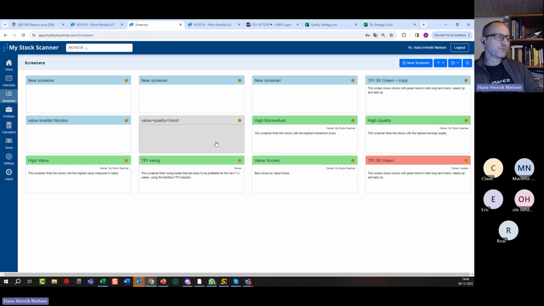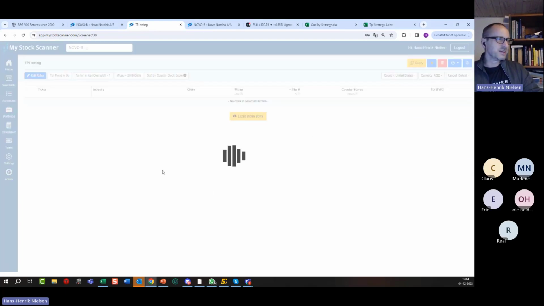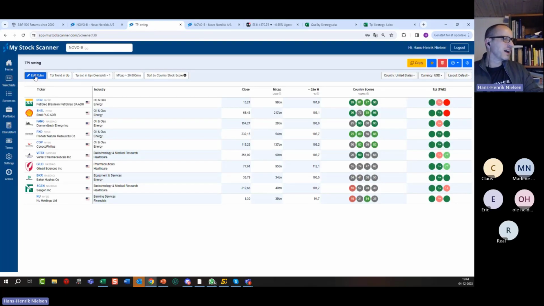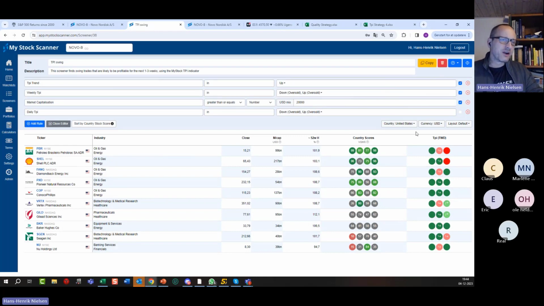We have the screeners, and if we use the TPI swing indicator here, I have put some rules in. Now right now I'm looking at the US market, but we could just as well look at the Scandinavian markets. But as you can see, we have a long-term uptrend here. That is the lowest of the TPI indicators. That should be in up. The weekly TPI is in either down oversold or up oversold. So these are the two oversold that we know from the charts we looked at.